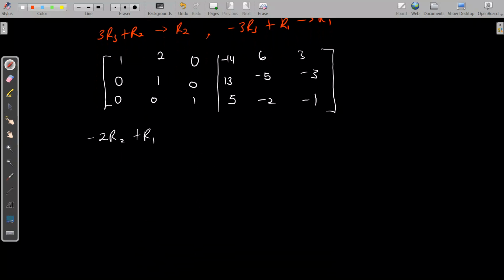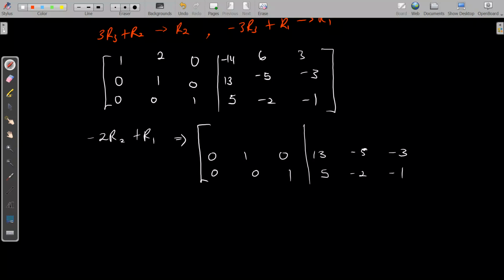So if I continue with this, I'm going to get a transformed augmented matrix, which is going to be 1, and then let me start with the last one, 0, 0, 1, and then I'm going to have 5, negative 2, negative 1, and I'm going to have 0, 1, 0, 13 here, negative 5, negative 3.